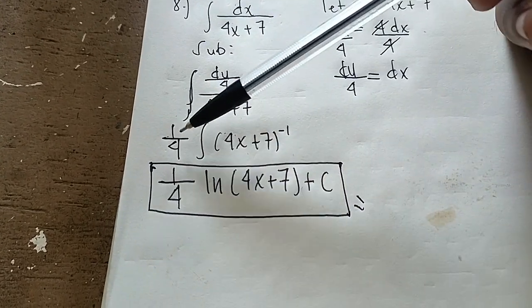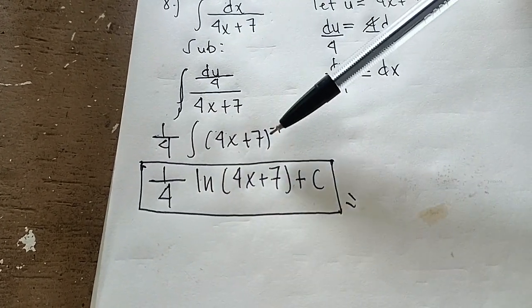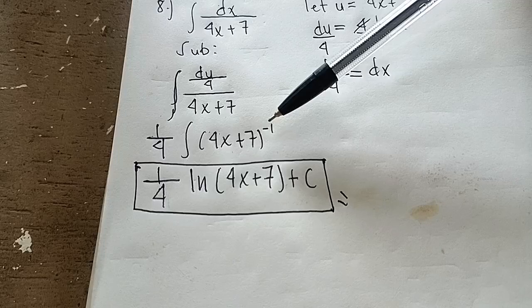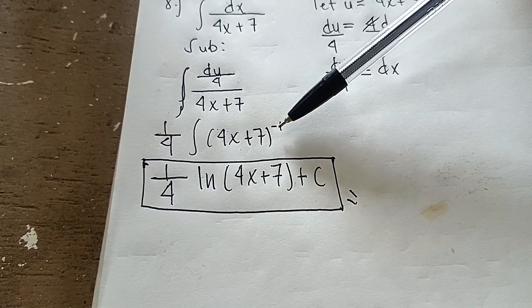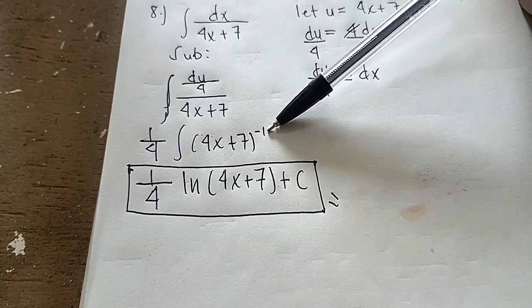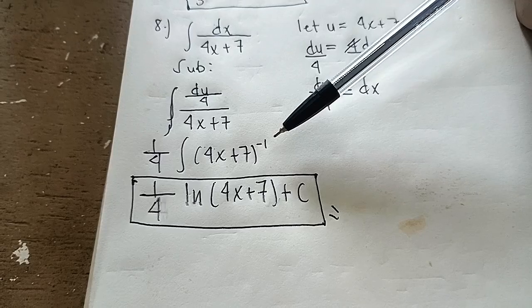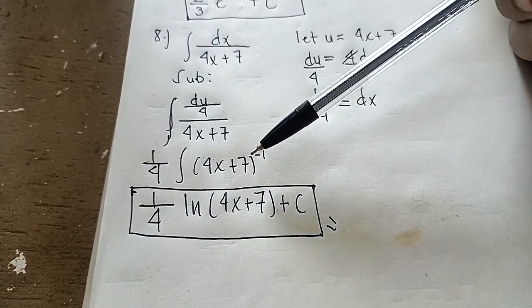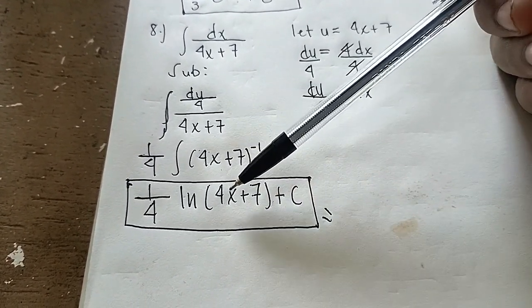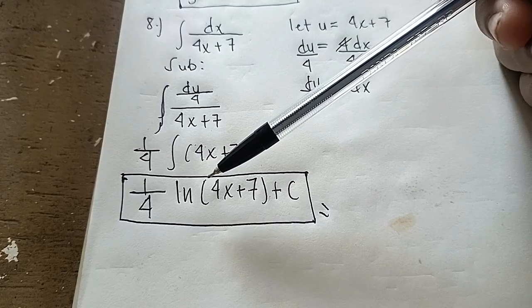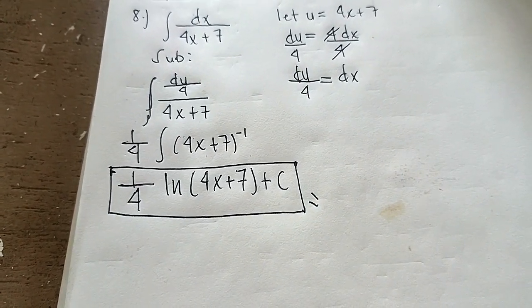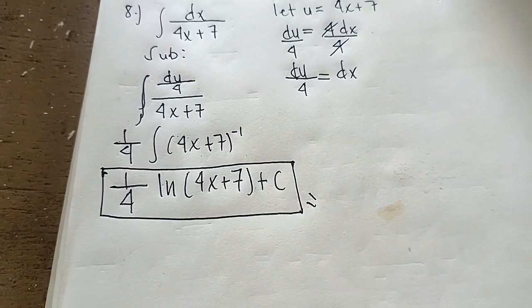Then we put 1 over 4 outside the integral. Then we will have 4x plus 7 to the power of negative 1. Since n is negative 1, we cannot add 1 to the power, it is not allowed. So the integral for the power of negative 1 is equal to ln. So we will have 1 over 4 ln of 4x plus 7 plus c. This is our final answer.